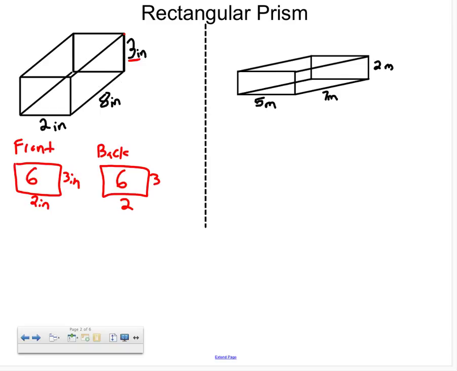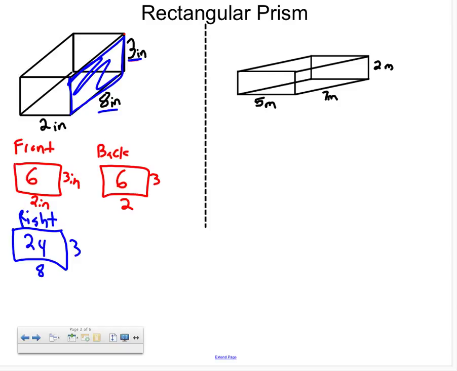Let's try the left and right spots now. We'll try the right side first, which is this side right here. If I look at that right side, it looks to be about an 8 by 3. So the right side is an 8 by 3, which makes its area 8 times 3, which is 24. If I go to the left side now, I also find that it is 8 by 3. It's the exact same rectangle as the right side: 8 by 3, area of 24.